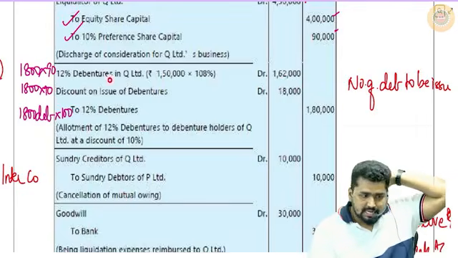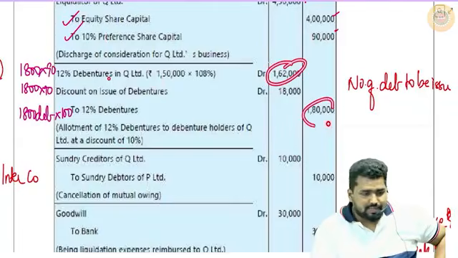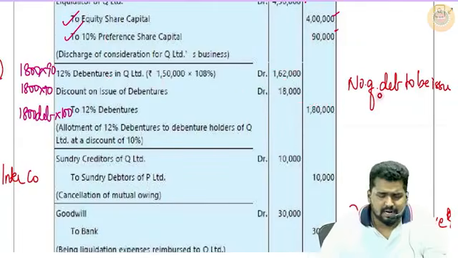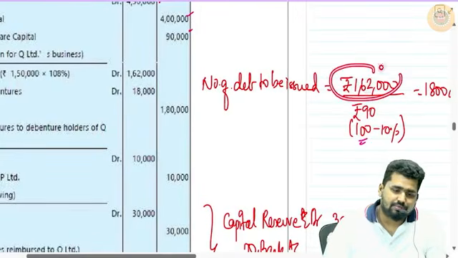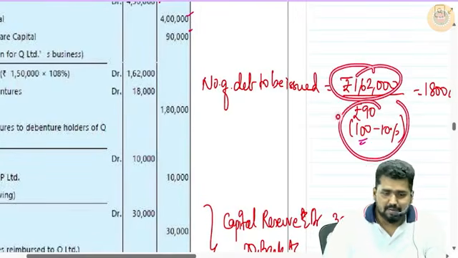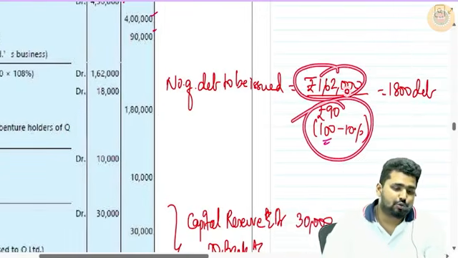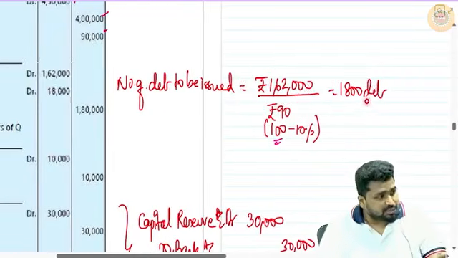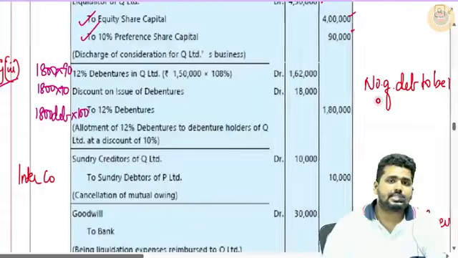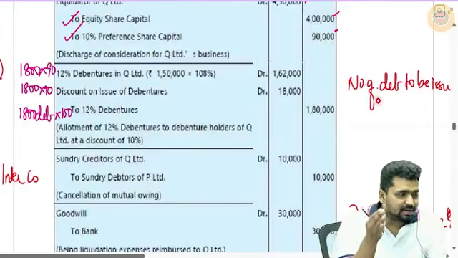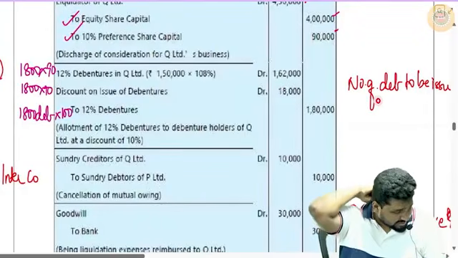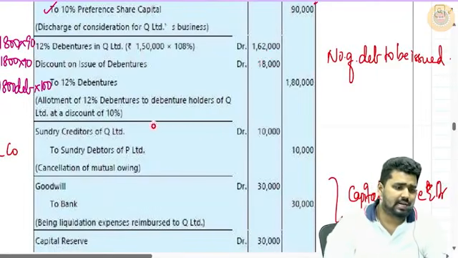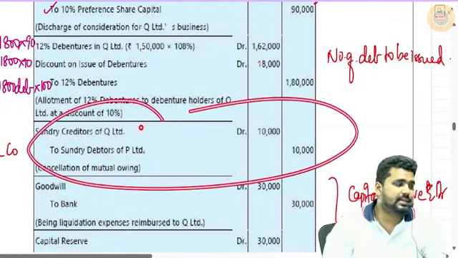So the entry is, always remember, to settle this we are issuing debentures worth 1,80,000. Always remember, the number of securities to be issued is equal to the amount to be paid divided by the issue price. To settle 1,62,000, we have to issue 1,800 debentures. Because our debentures are not issued at par, they are issued at discount, the discount is 18,000. Clear?